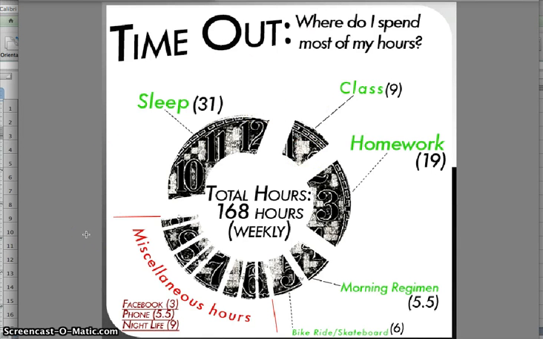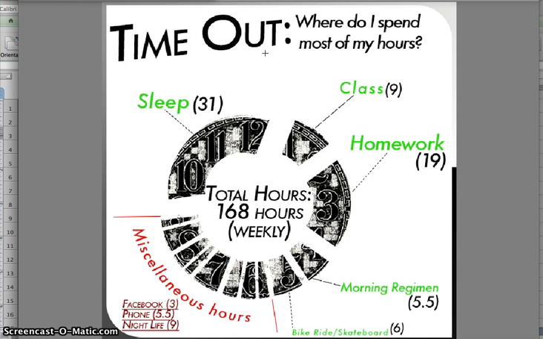The first draft I did was this one, timeout, where do I spend most of my hours? And I felt like it was going to be a good idea to get the face of a clock and break it up to show how I broke up my time. But I feel like it ended up looking like a broken up dollar, and it kind of ended up looking like a mess, like this curved miscellaneous hours, the tilted timeout. It just was all over the place. There was no real structure here. So I scrapped that idea totally and I came up with a new one.